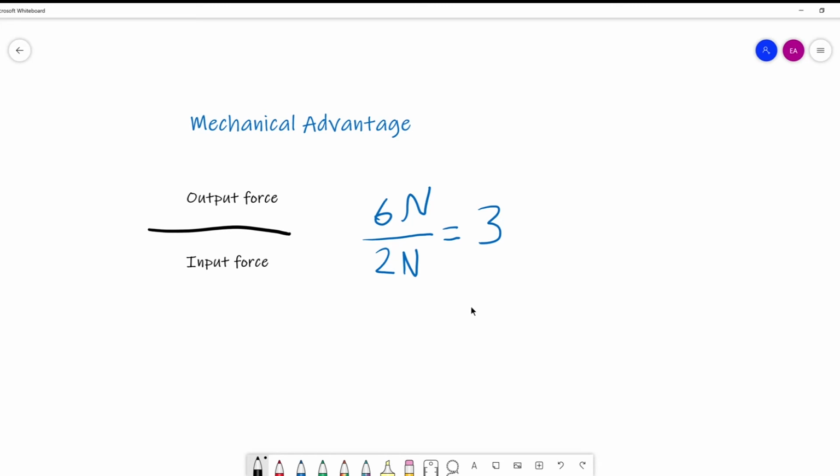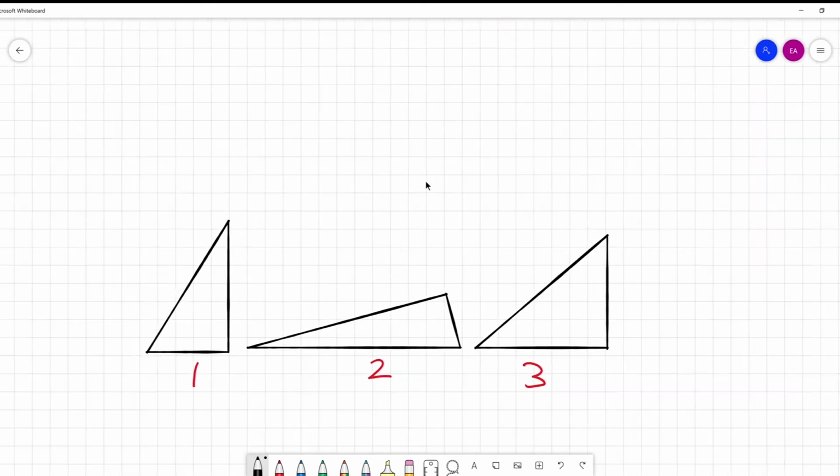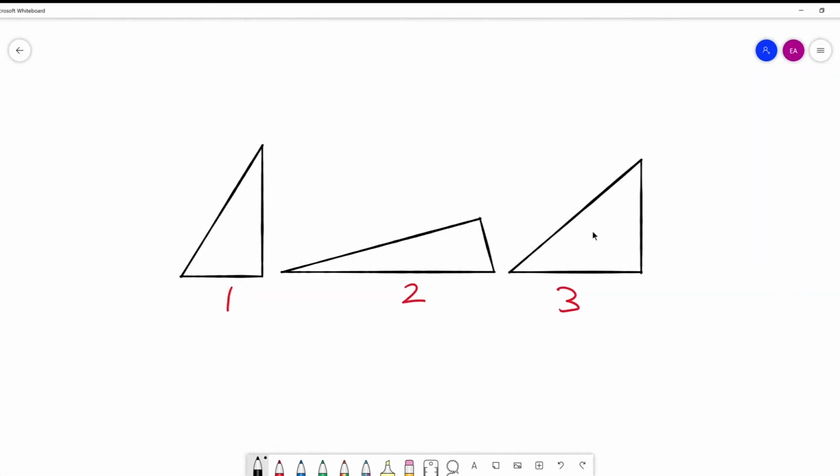Before we go to how we can define an equation for the mechanical advantage of an inclined plane, take a look at these 3 planes. Try and rank them in terms of their mechanical advantage, from least to greatest.